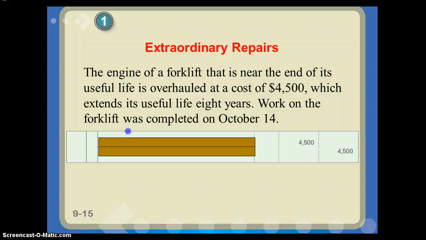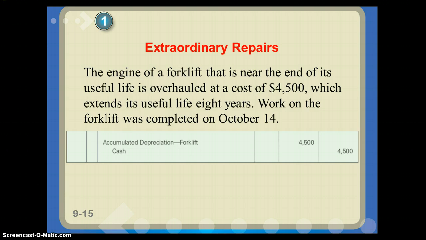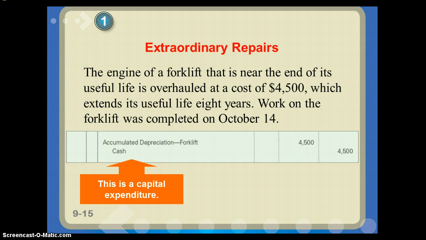Well, let's take a look. We are going to debit accumulated depreciation for $4,500 because we've added this value to the asset. So the depreciation is going to go down because there's more value to it. We have to add that back in so we can depreciate that additional value. We then credit cash. This is a capital expenditure. It's a big extraordinary repair. It's debited to accumulated depreciation because we're going to eventually depreciate the value of that forklift. That forklift was reinvigorated, if you will.